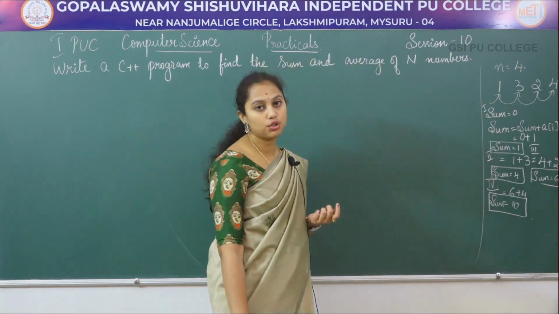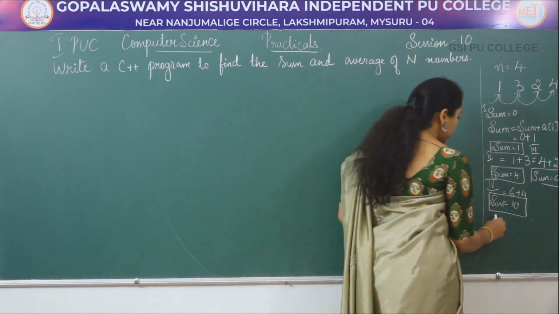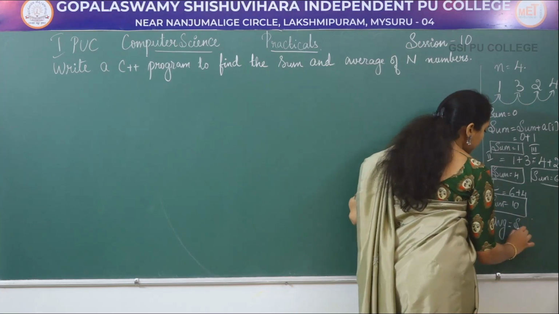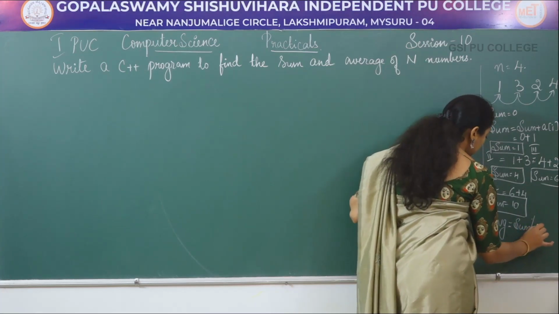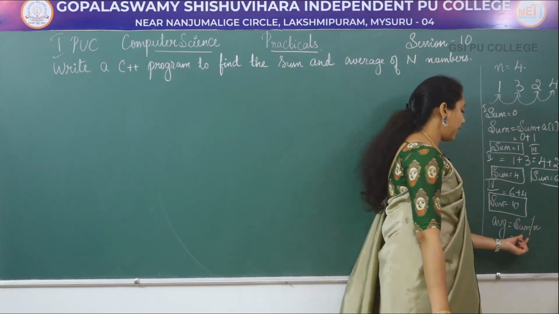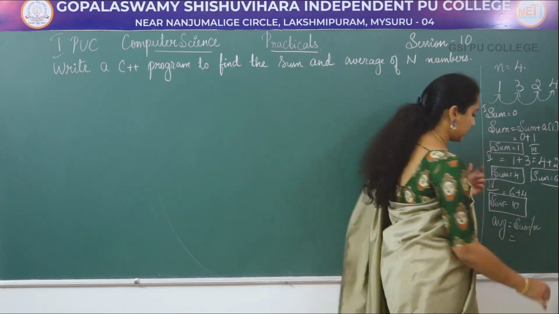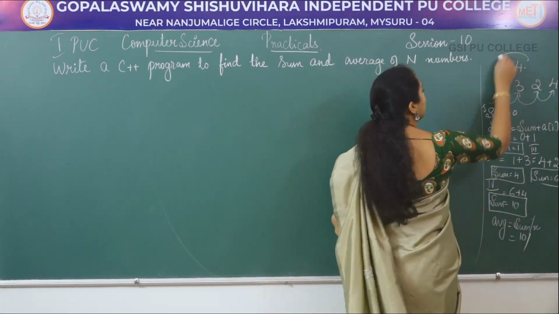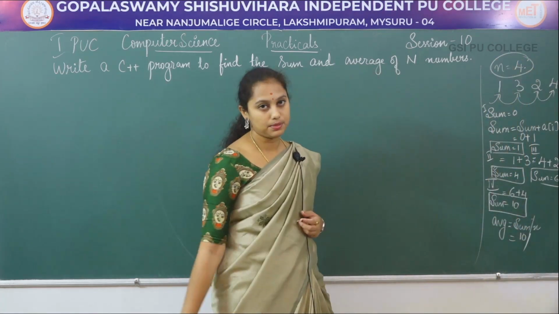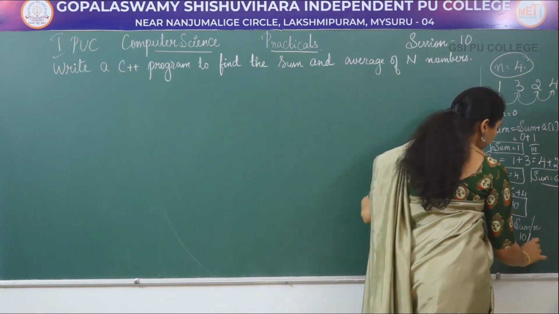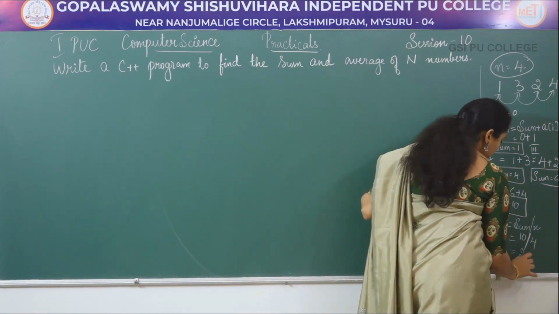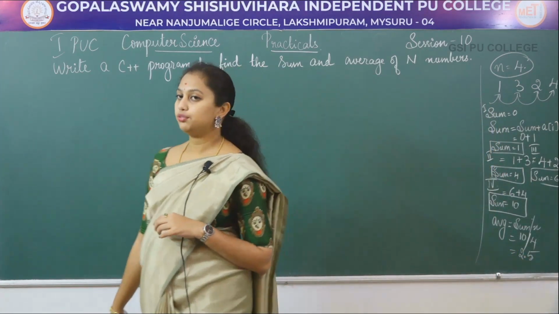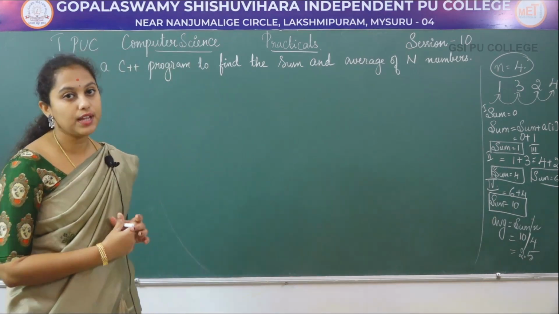How to find the average of n numbers? There is a formula. Average is equal to sum divided by n. What is the value of sum? The value of sum is 10, divided by n. How many numbers are there? We have 4 numbers. Hence, divided by 4. So average becomes 2.5. So this is how we have to find the sum and average of n numbers.